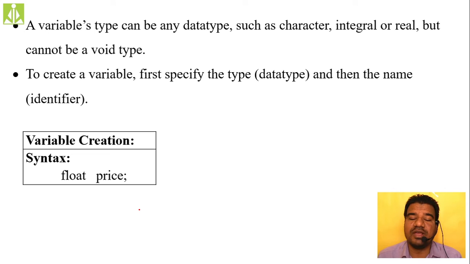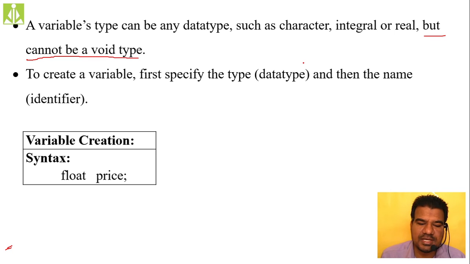But you can't give the variable type as void, because when you are creating a variable, you are allocating some memory and you are storing some value. You can't make a void type of variable. This is also an important point. Void type has some different usage that we will see. Simply remember, we can't create a variable of type void.